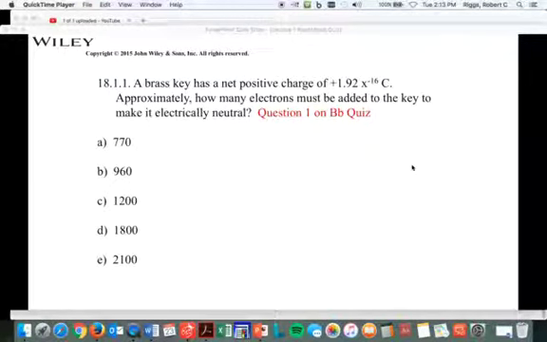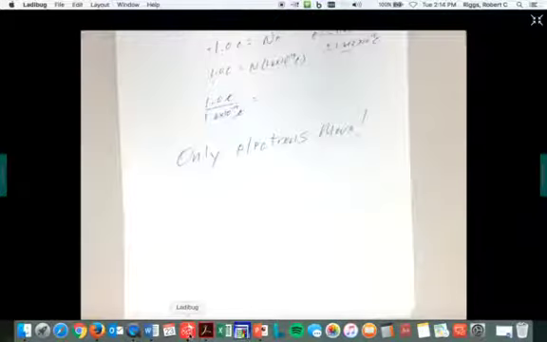Okay, what I've done here is I've called up your quiz, question 1 on your Blackboard quiz. It says a brass key has a net positive charge of 1.92 times 10, that should be 10 to the negative 16 coulombs. So let's just work out this problem. I mean, that might be fun.